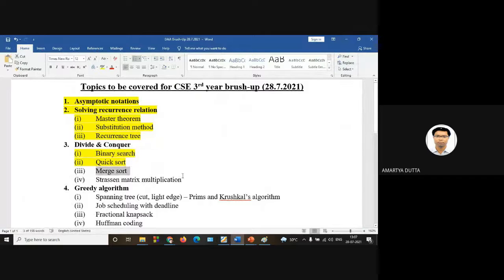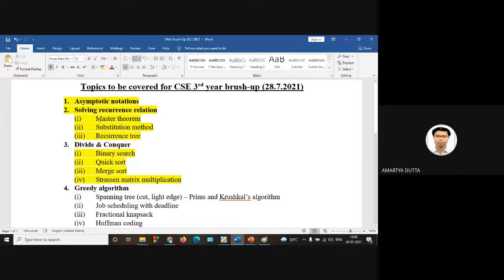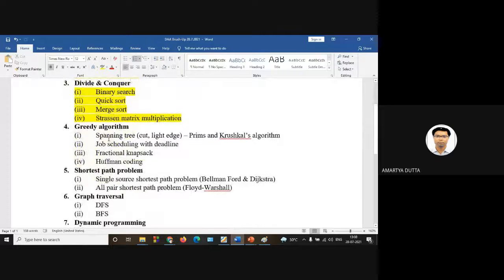So merge sort and Strassen matrix multiplication are discussed, along with asymptotic notation, solving of recurrences, and divide and conquer.